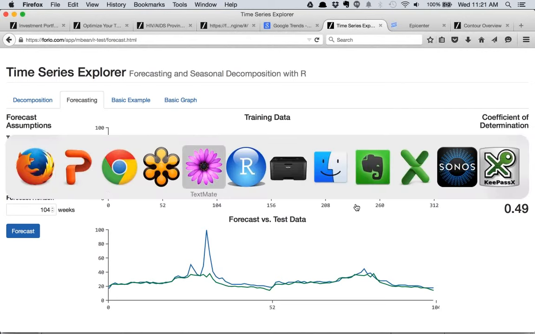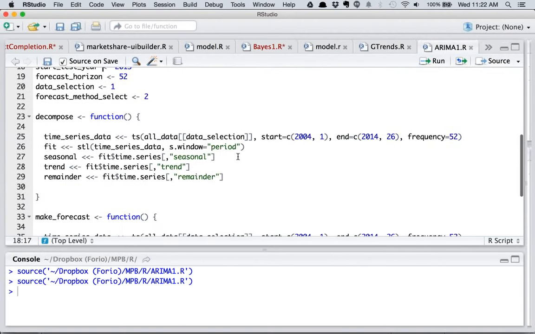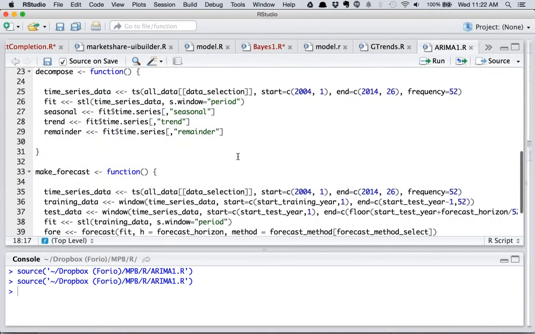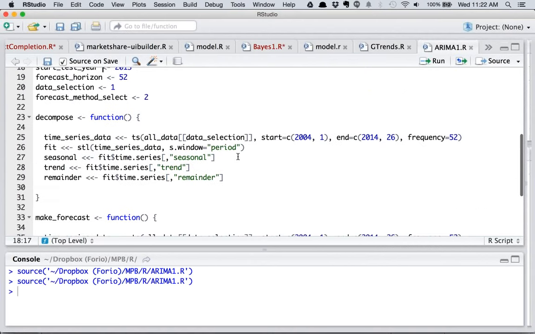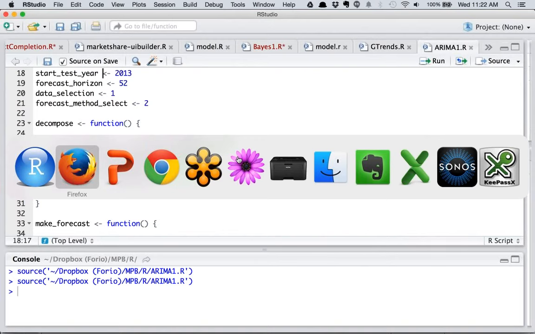So let me just show you the R model here. This is what the R model looks like. Actually, this R model is a very simple model. That's one of the nice things about R, but it's much more accessible in this form online.